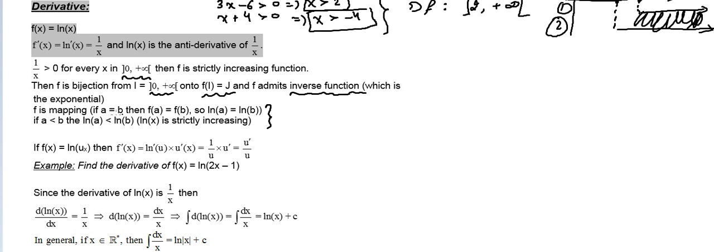And since it is a one-to-one mapping, if we have a equal to b, then f of a equals f of b, so ln a equals ln b in this case. And if we have a less than b, then ln a is less than ln b, because it is strictly increasing, so we don't change the inequality.